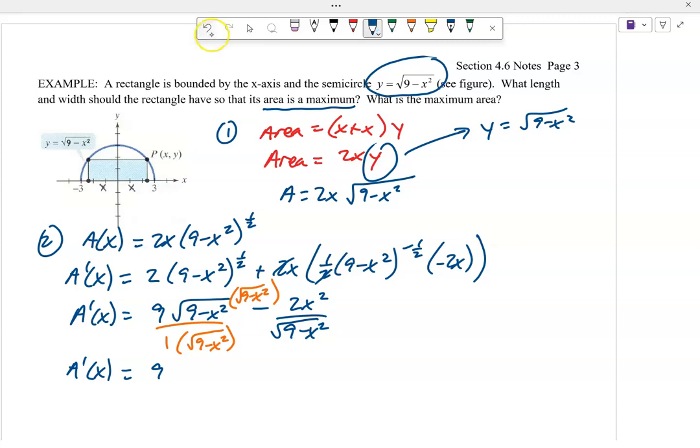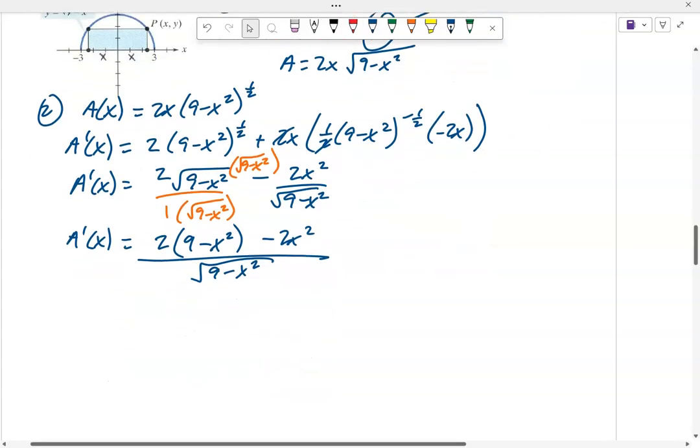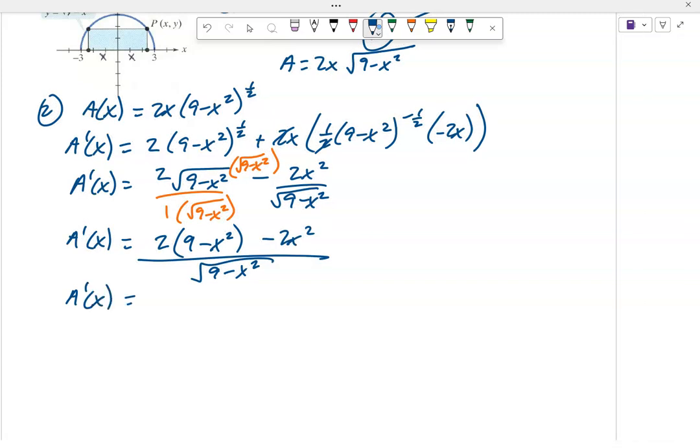Where'd that 9 come from? Sorry, that's a 2 right there. So 2 square root of 9 minus x squared times square root of 9 minus x squared is just a 9 minus x squared. That's 2x squared. This is all over that square root of 9 minus x squared. So A prime of x equals 18 minus 2x squared minus 2x squared. So negative 4x squared plus 18 all over the square root of 9 minus x squared.